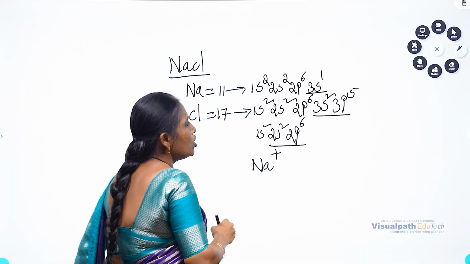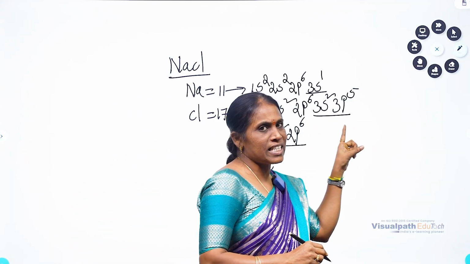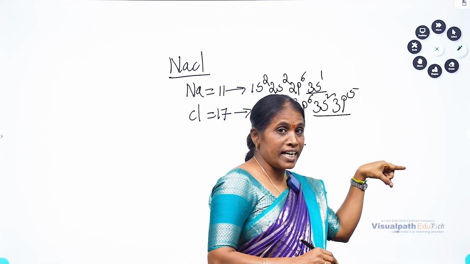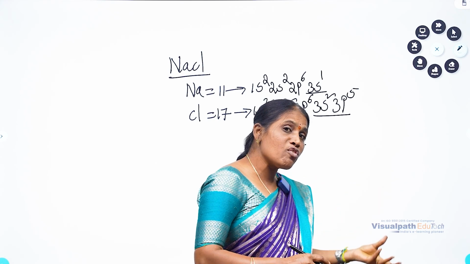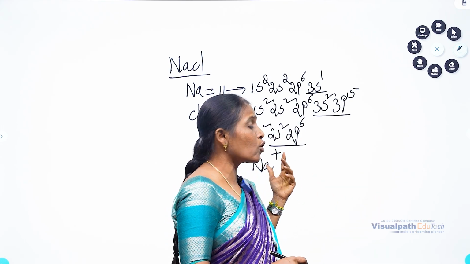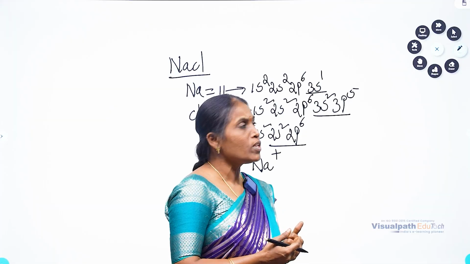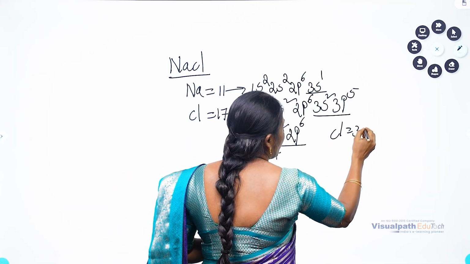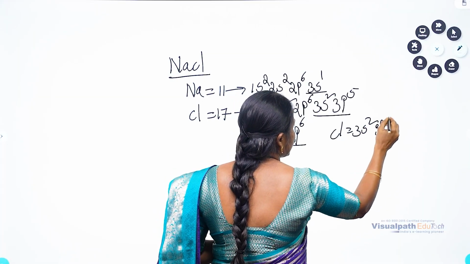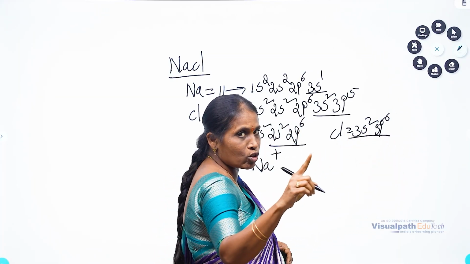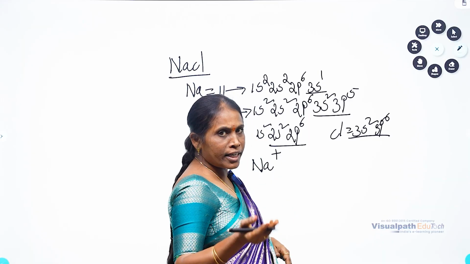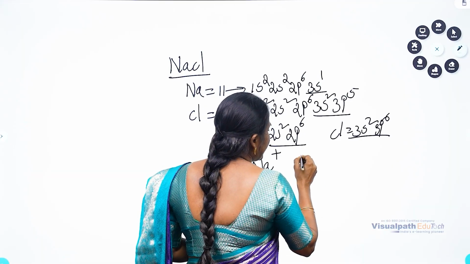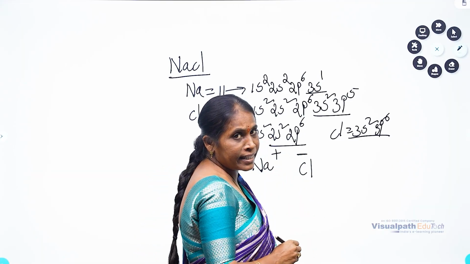And next, chlorine. Its outermost shell has 7 electrons. Removing those 7 electrons is very difficult, while gaining 1 electron is very easy. So chlorine is ready to gain that electron. After gaining an electron, the outermost shell configuration of chlorine is 3s2, 3p6, meaning after gaining 1 electron, chlorine follows the octet rule. Since it gains 1 electron, it gets a negative charge.